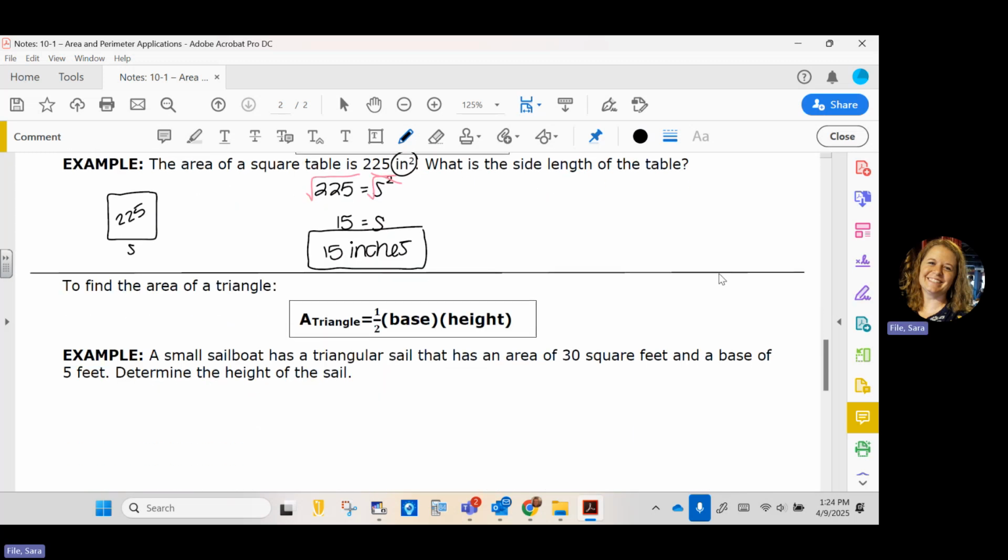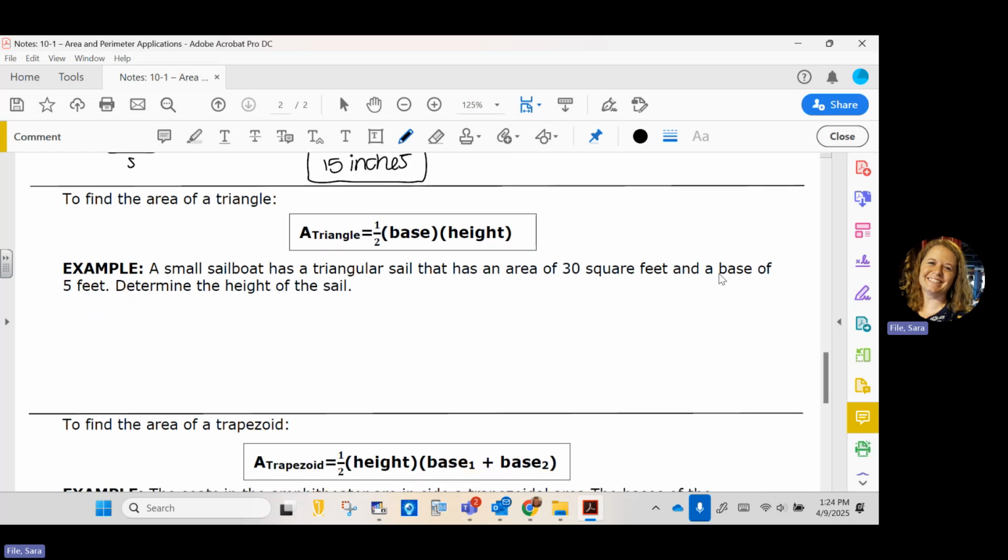All right, for a triangle, your formula for area of a triangle is 1/2 the base times the height. Now you can write that with 1/2 in front of B and H, or you can write it as B times H divided by 2. That's also taking half. Dividing by 2 or multiplying by half, those are the same thing. So whichever format you prefer.